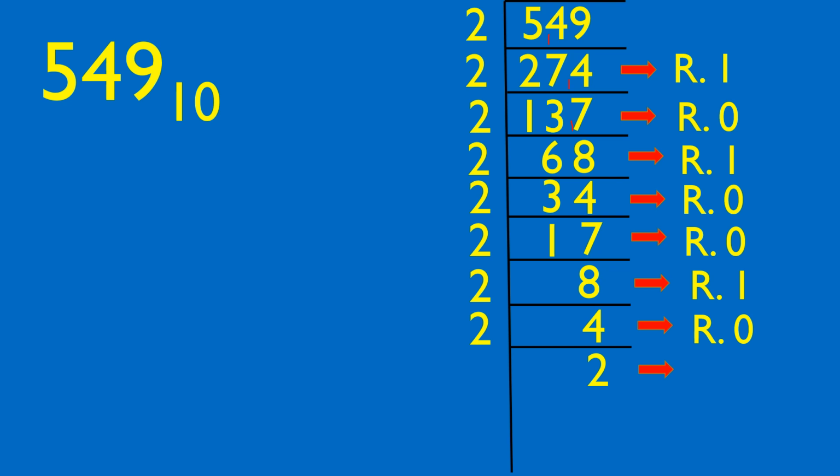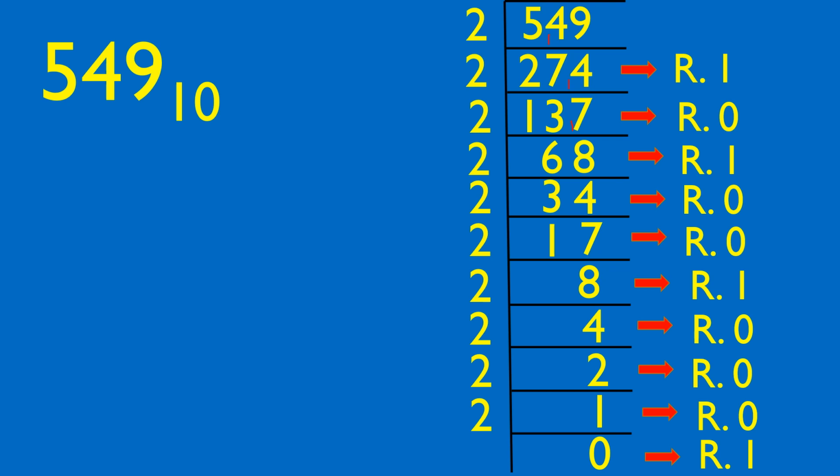2 in 4 is 2, and there is also no remainder. Remainder is 0. 2 in 2 is 1, and there is also no remainder. So what we do also is now to divide 2 in 1, 0, and the remainder is 1.